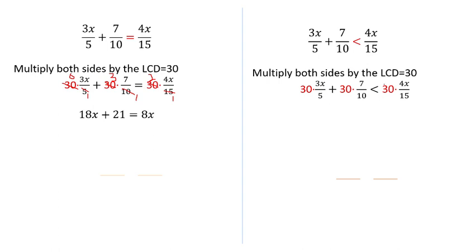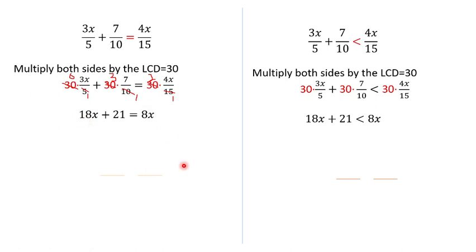For the one with the inequality, the less than sign, you're going to be doing exactly the same thing. So you're going to end up with 18x plus 21 on the left, and 8x on the right, except we have a less than sign here. Next, we're going to get x by itself. In both cases, we have an x term on the left and an x term on the right. We need to get rid of one of the x terms, because the final answer should only have one single x term. We can choose to get rid of either 8x or 18x.